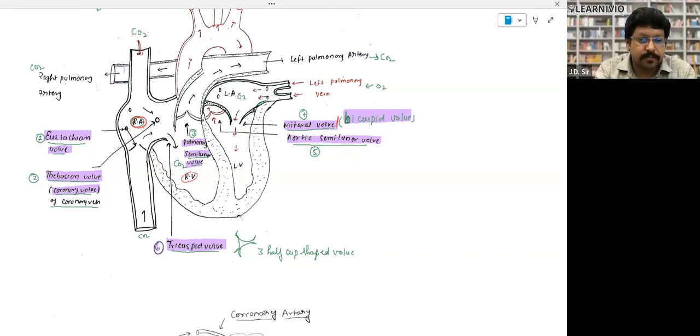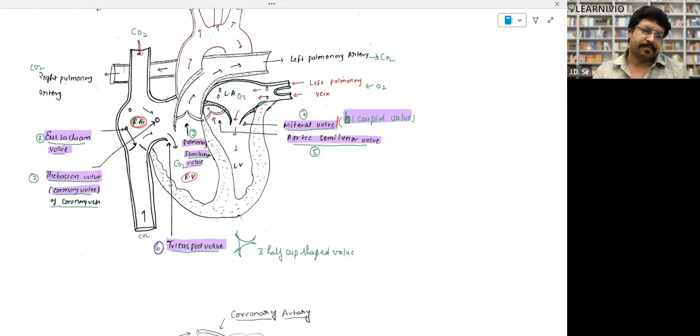Thebesian valve prevents backflow of blood from right atrium to coronary vein, which collects deoxygenated blood from the heart itself.